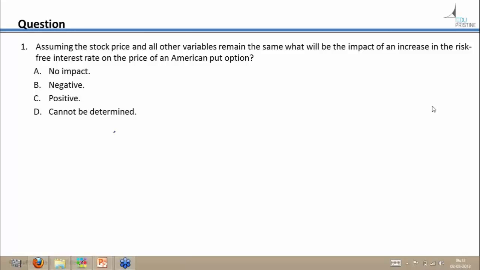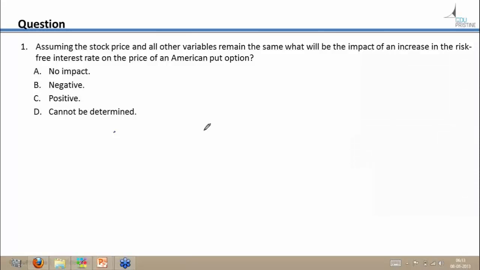Option price is nothing but the premium you will pay or receive. If you buy the option, you will pay the premium, and if you sell the option, you will receive the premium. Now it's asking about the put option's dependence on the risk-free interest rate. If the interest rate goes up, will the put option price go up or down? Is it a positive relationship or a negative relationship? Anyone who can try to answer, please apply the logic.